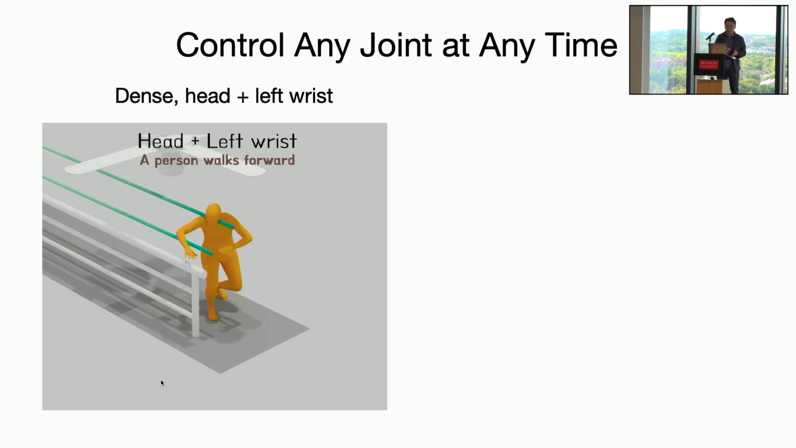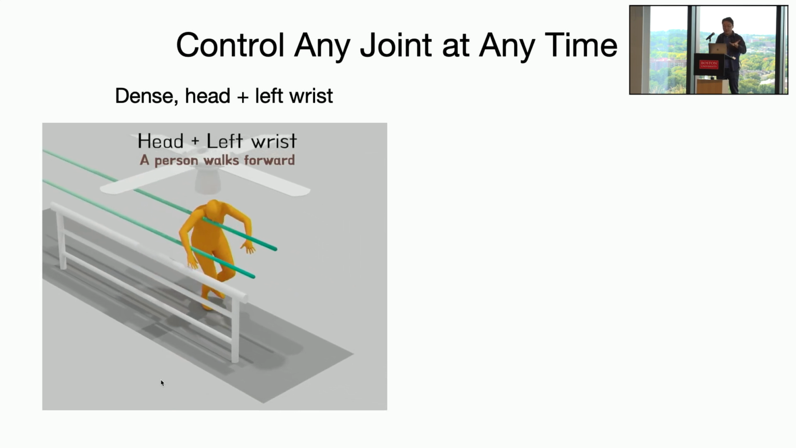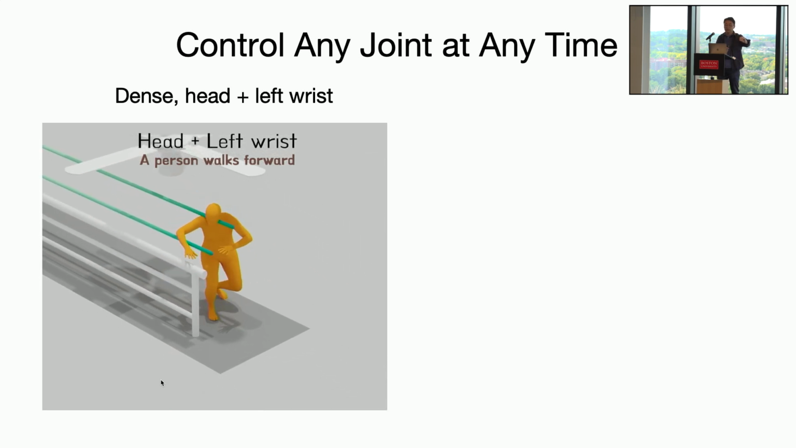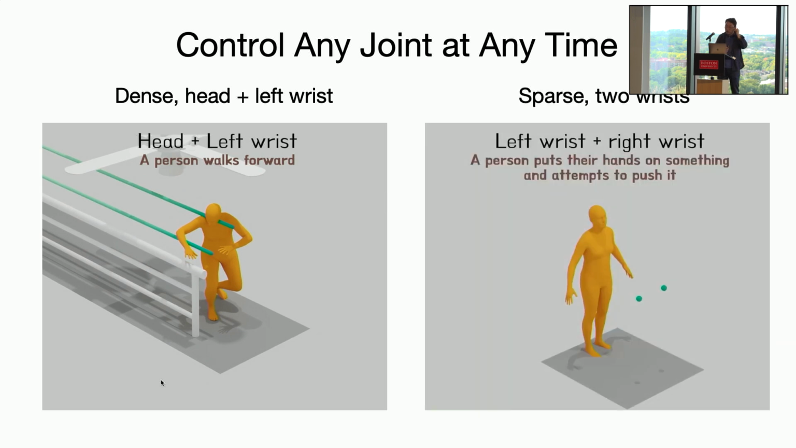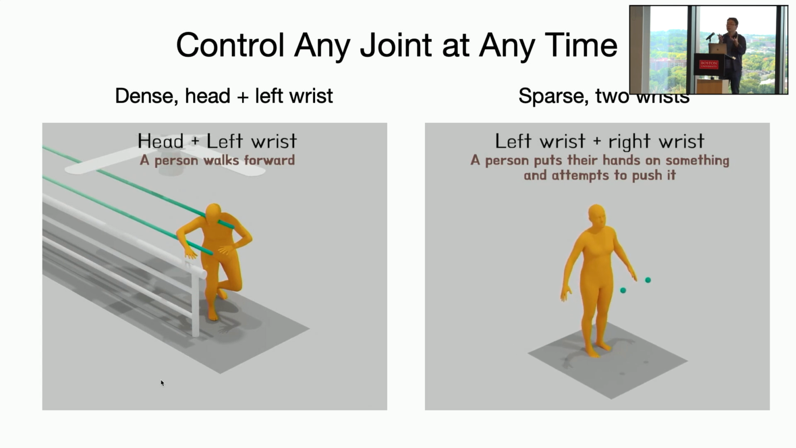So let me play it again. Right, so we can see, by providing these actual control signals of two joints at the same time, the person can follow them. And also, the control signals can be sparse. For example, pretend there are two cups over there. The person walks over to it and picks them up, right? We control two positions, but only provide sparse signals, right?